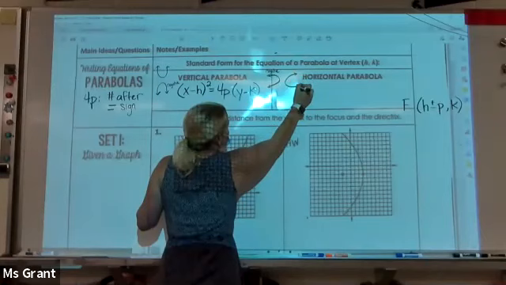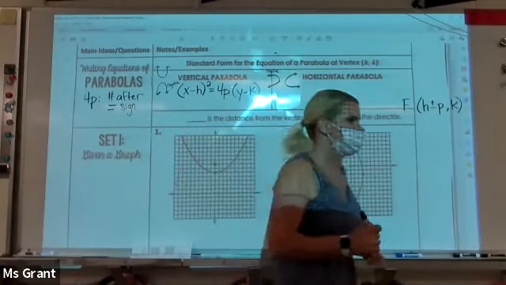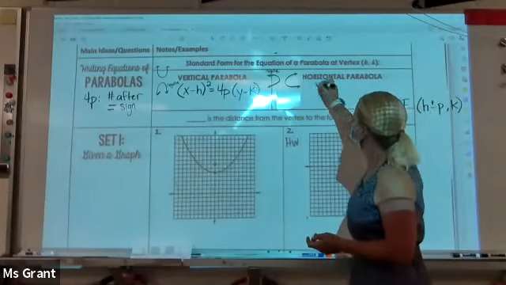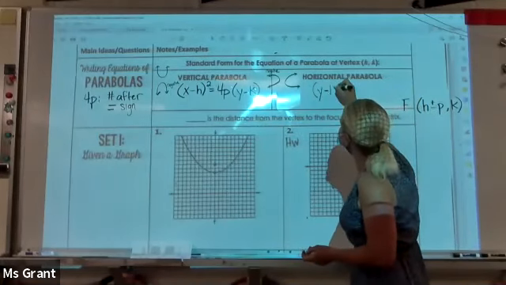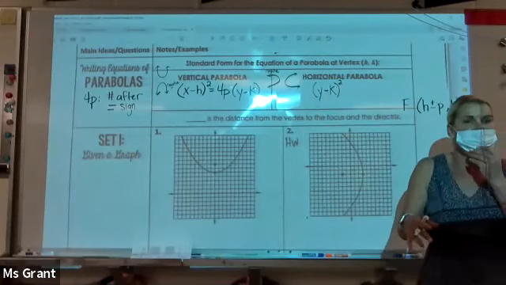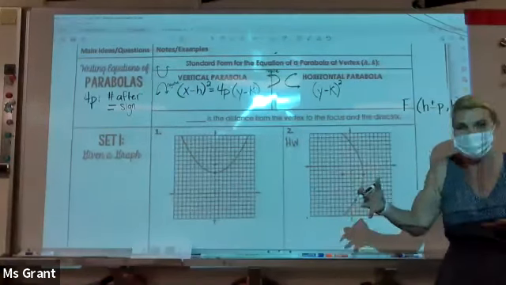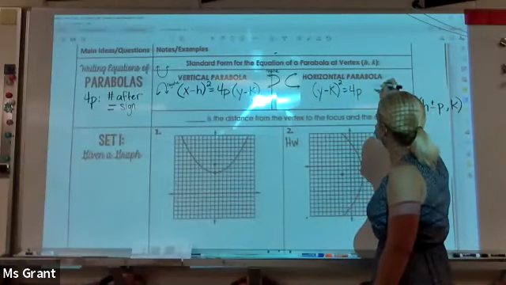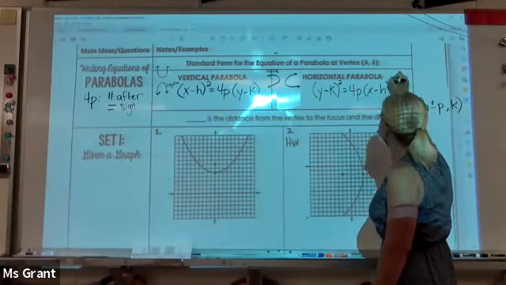Parabolas go on forever and ever. Y squared comes first. And with the y is my k. So it's not just always h comma k. If the y squared comes first, there's going to be a k next to the y, x minus h.